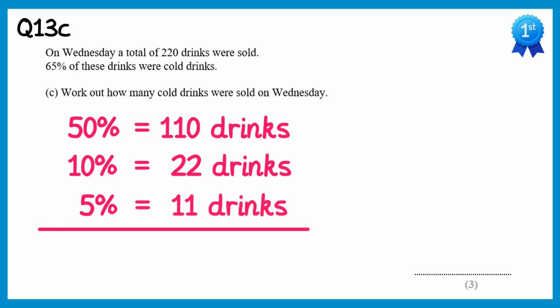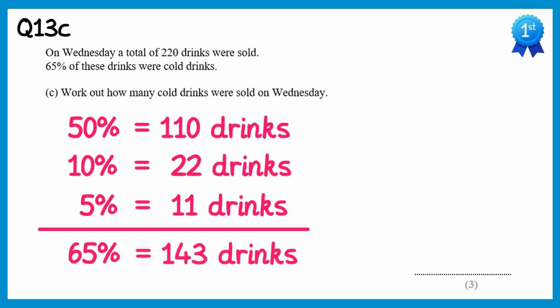Now notice if I add up all of these percentages, 50 add 10 add 5, I get 65%. So I can just add up these drinks, 110 add 22 add 11, gives you 143 drinks, which is the answer to the question.